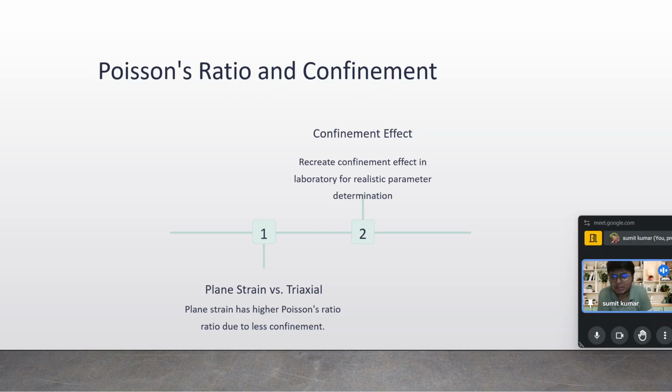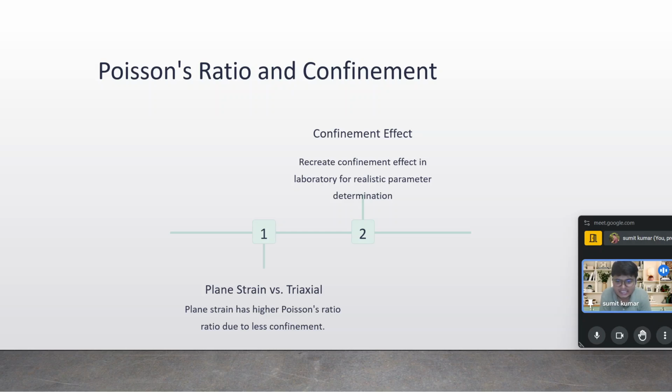Okay. So now we talk about the Poisson ratio. First of all, see the plane strain versus triaxial. The plane strain has the higher Poisson ratio due to the less confinement, as we know. In the triaxial, the confinement is more, because in the triaxial, first of all, the soil sample is made. It needs to stand over there, so a membrane is there in which it is kept.